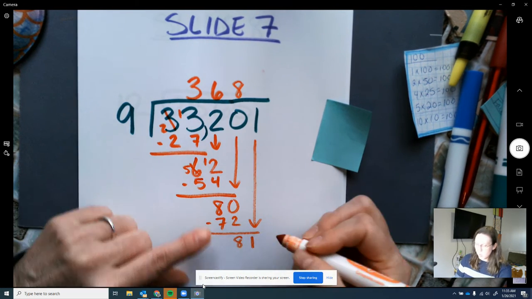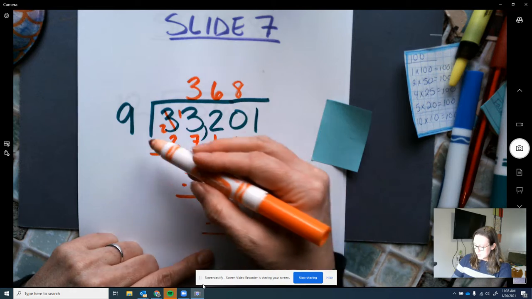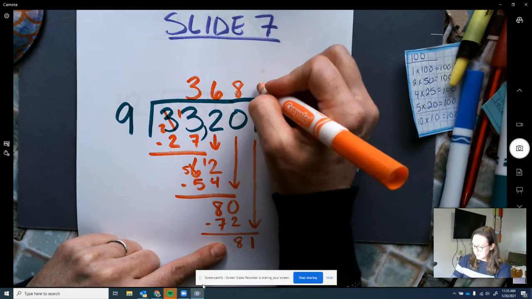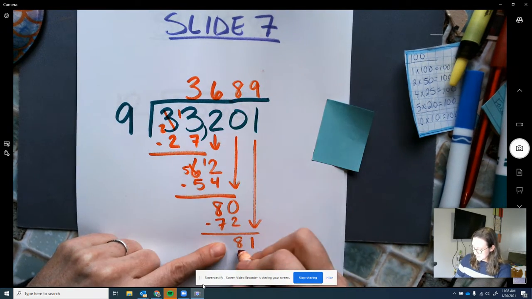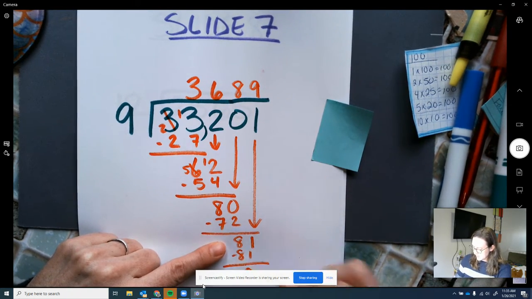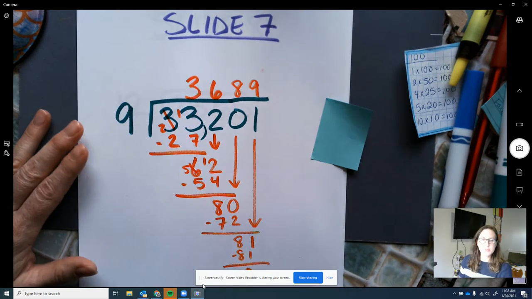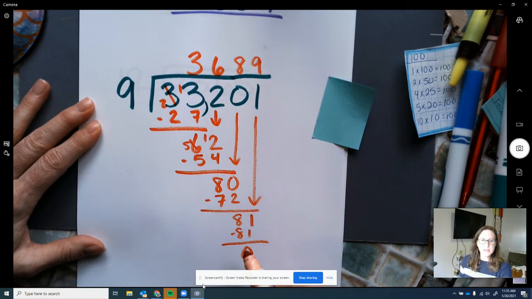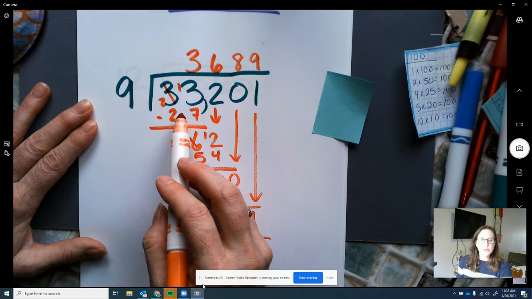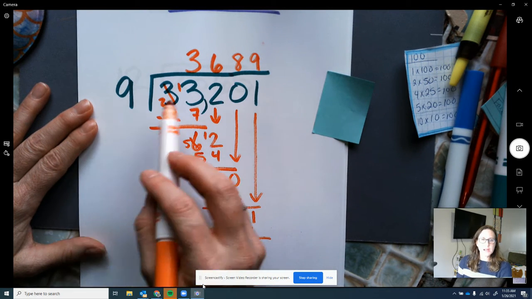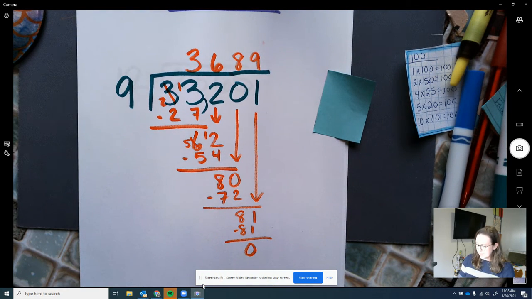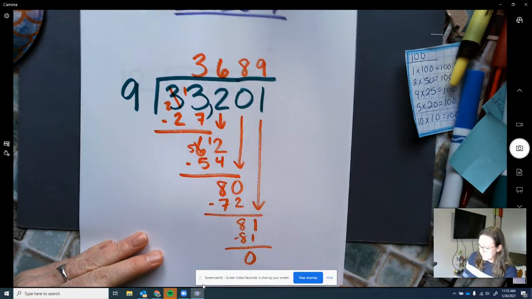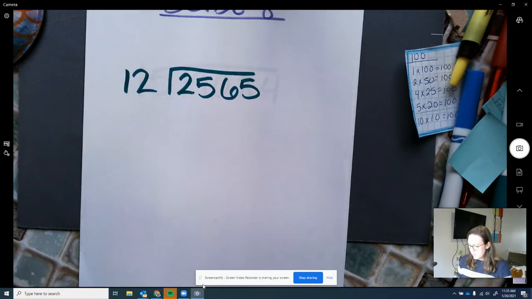I bring down the 1. 9 goes into 81. 9 times 9 is exactly 81. I subtract. I've got 0. I don't have to do the decimal because I'm already at 0. So that was slide 7. 33,201 divided by 9 is 3,689. Okay, got a couple more slides to go.